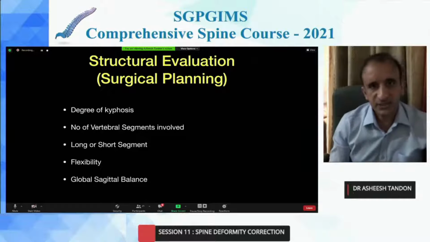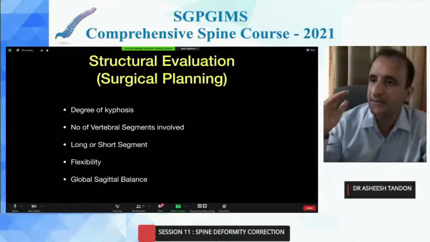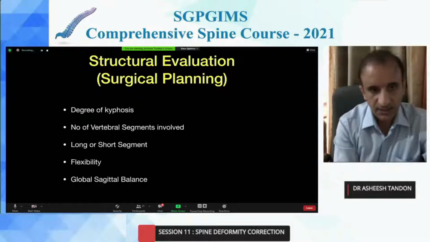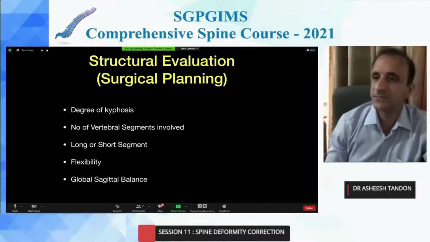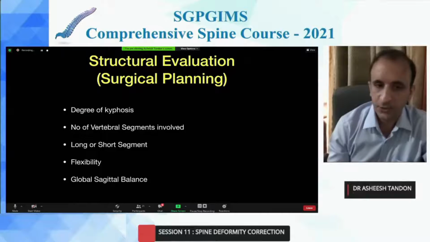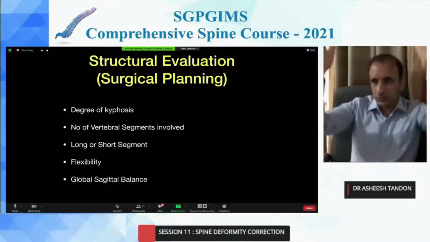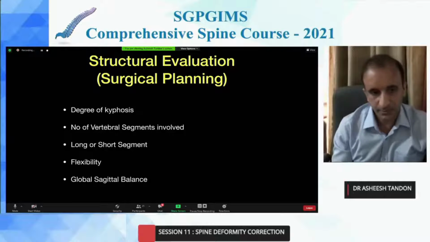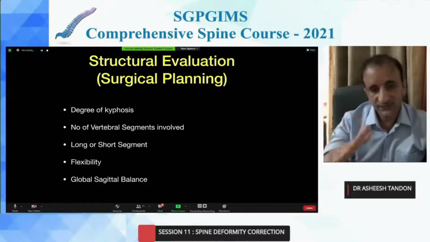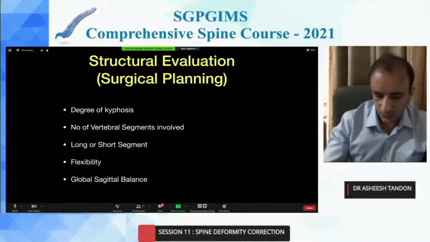The structural evaluation is extremely important for surgical planning. You need to look at the degree of kyphosis, the number of vertebral levels or segments involved, especially when you're looking at a short segment disease. For long segment, obviously, you need to look at the whole structure, right from cervical spine to pelvis. Look for the flexibility, assess the flexibility of the curve, and then finally look for the global sagittal balance.